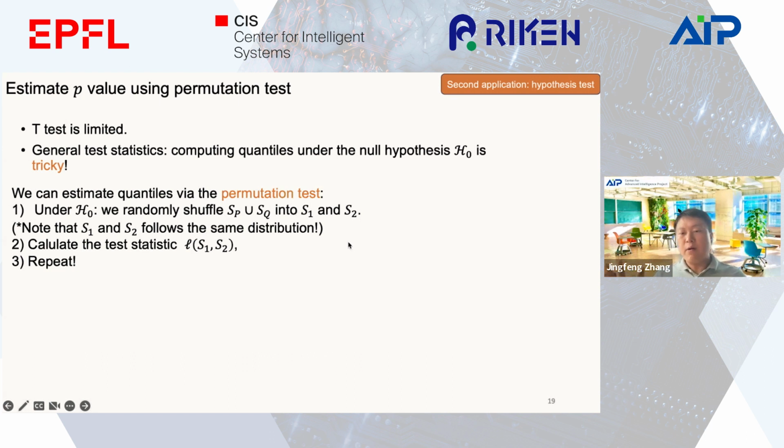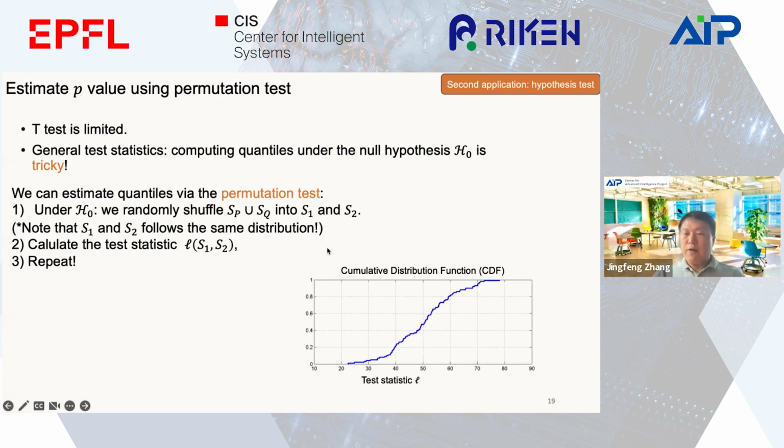Under the null hypothesis, we randomly shuffle the joint set of SP and SQ into S1 and S2. We can treat the S1 and S2 sets as coming from the same distribution. And then we compute the test statistic of S1 and S2. Then we repeat. For example, we repeat this process 1,000 times.